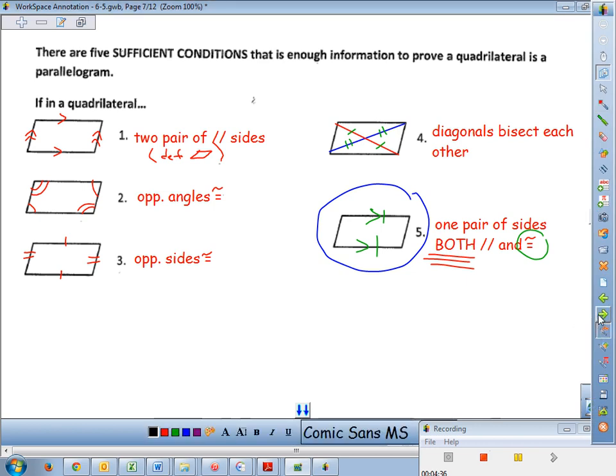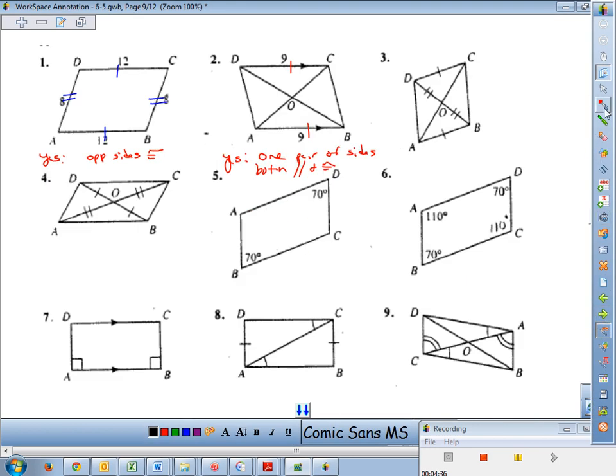So let's try number 3 over here. Do we have enough information to prove that this is a parallelogram? I got some tick marks, right? Let's go through all 5 ways to see if they work. 2 pairs of parallel sides. Do I got it? Nope. Next one. What's the next one? Opposite angles congruent. Do I have that? Nope. What's the next one? Do I have opposite sides congruent? 1 set, but how many do you need to have? You got to have both sets. Do we have both sets? Nope. So diagonals bisect each other.